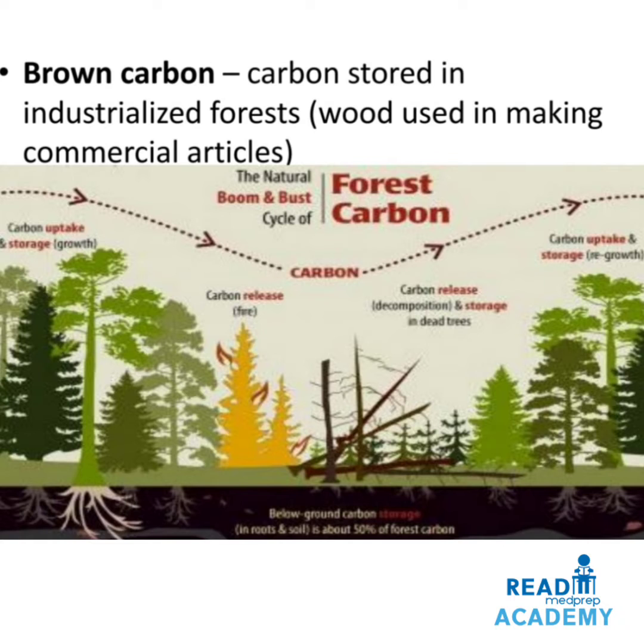What is brown carbon? Carbon stored in the industrialized forests, wood used in making commercial articles. The carbon is taken up from the atmosphere by the plants and stored in the plants as well as by the roots. The carbon is also released into the atmosphere in the form of carbon dioxide during respiration. So it's a natural boom and bust cycle of the forest carbon. Carbon is also released by the decomposition and storage of the dead trees. Carbon is again taken up by the newly growing plants and trees.